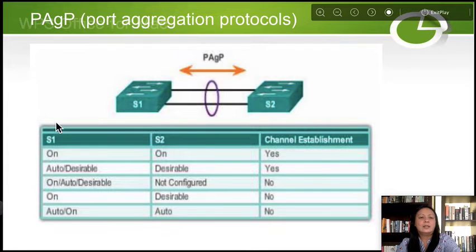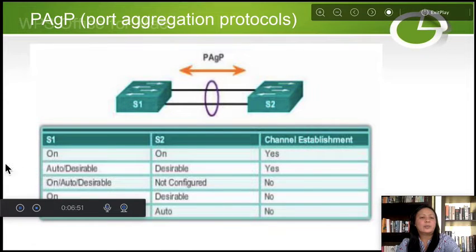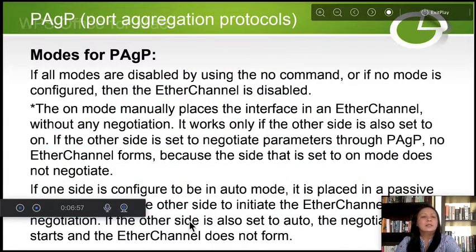So this is the sample for PAgP. S1, S2, the channel stability. If you put on and on, or auto and desirable, it's yes, yes. And then auto and auto, or not configured, it says no. And if you put on and desirable, or on and auto, it's no.